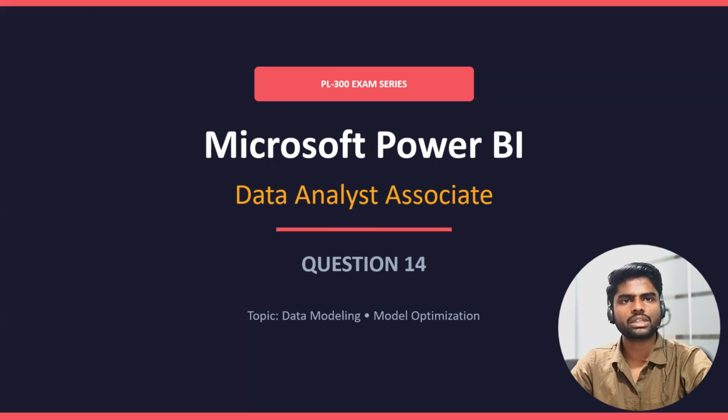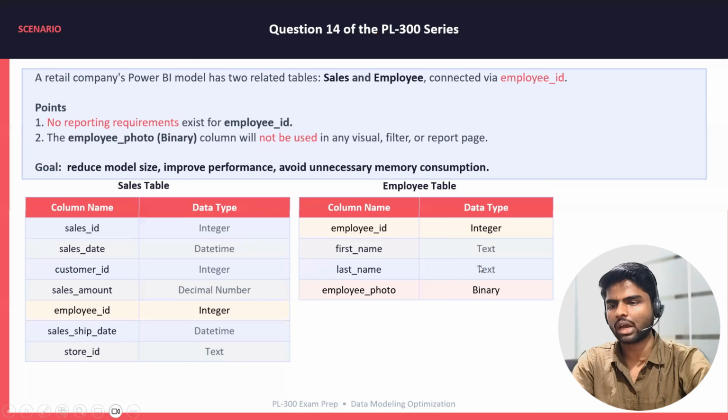So let's try to see our next question. To solve this question, they have given us a scenario. In the scenario, a retail company's Power BI model has two related tables. First one is the sales table and second one is the employee table, connected by the employee ID column. It means that employee ID is the common column between both tables.